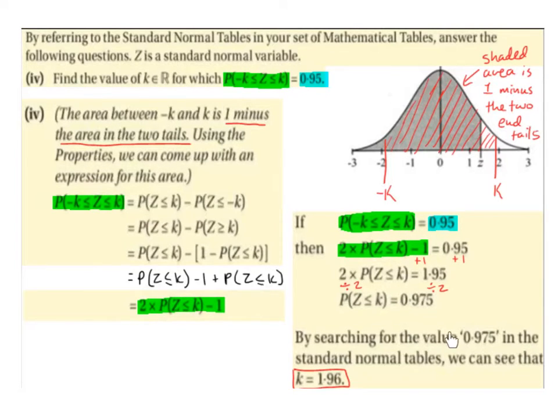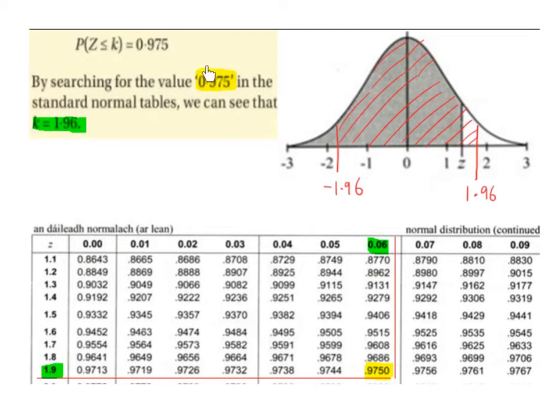And by searching for the value of 0.975 in the standard normal tables, we see that k is equal to 1.96. So we search for this in the tables, 0.975, and we see it here, 0.9750, and that matches up with the 1.9 and the 0.06, which gives us 1.96. So k is equal to 1.96. So it works out to be 1.96 and minus 1.96. These were our 2 k values, and this was the area in between them.